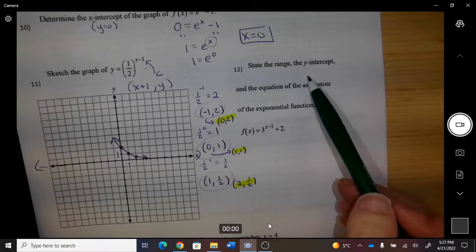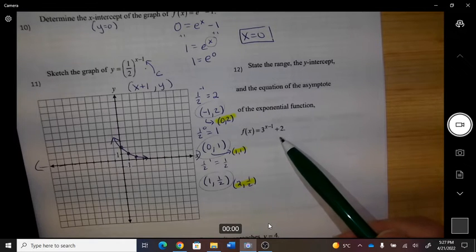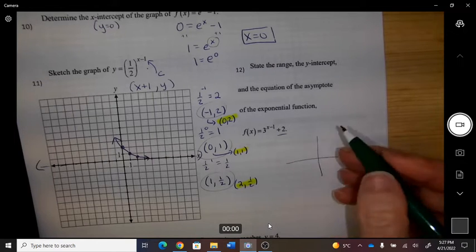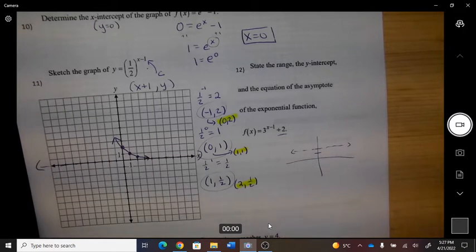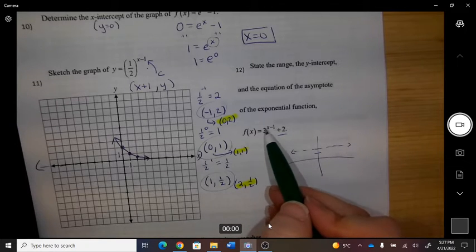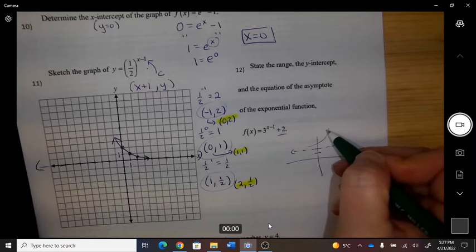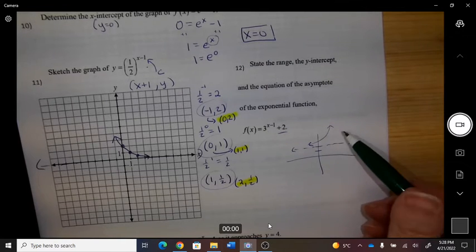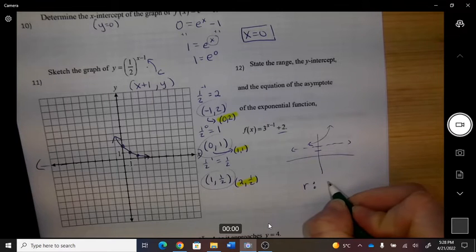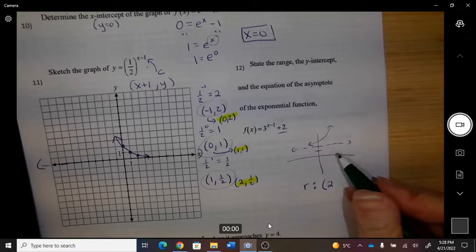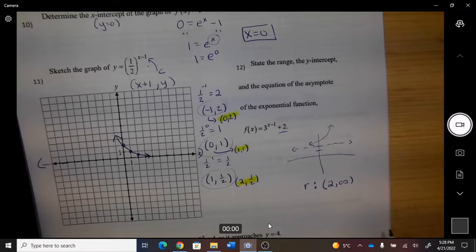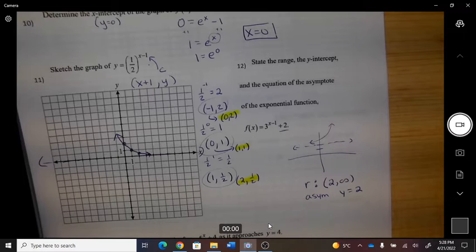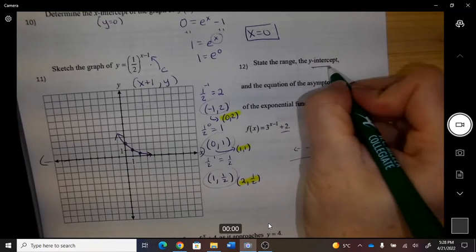Okay, state the range, the y-intercept, and the equation of the asymptote of this exponential function. Okay, so I know that the shift is going to be doing that to my graph, and 3 to the x would normally look like this. I'm going to be shifting it right. So it does not change the range. So the range will be 2 with a round bracket because it won't hit that asymptote, to infinity. And the equation of the asymptote is y equals 2. So now let's talk about the y-intercept.